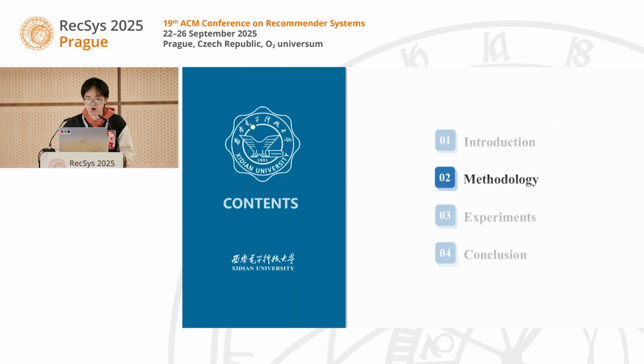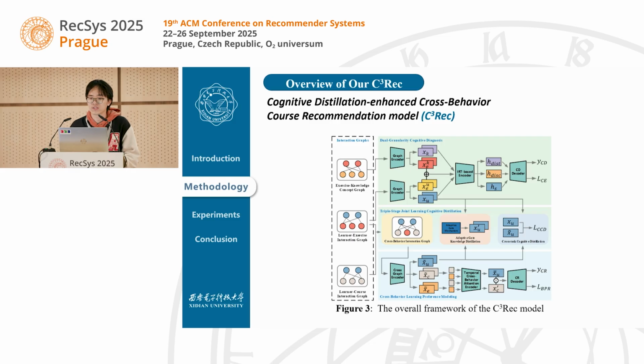And here comes our model, the Cognitive Distillation-enhanced Course Behavior Course Recommendation Model, which we call C3REC. Basically, we collect three different kinds of interactions: the learner exercise answering interaction, the learner course learning interaction, and the exercise knowledge inclusion. We take these three kinds of relations and build them into a graph.